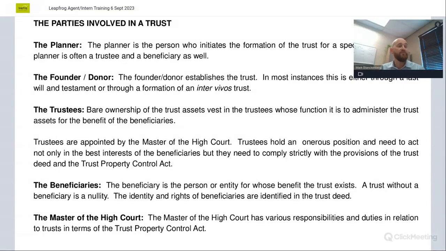Okay, so the master of the High Court, of course, is the person who oversees the trust, is supposed to keep the files and filing of the trust and keep everything organized. So for every trust, guys, there should be a file at the master's office that has the latest trust deed, the latest letters of authority, and any other information on the trust that needs to be filed with them.